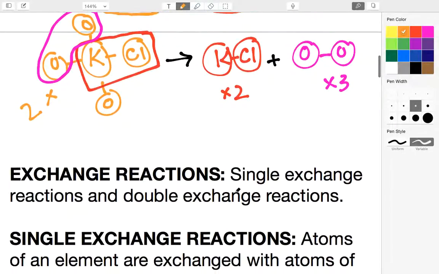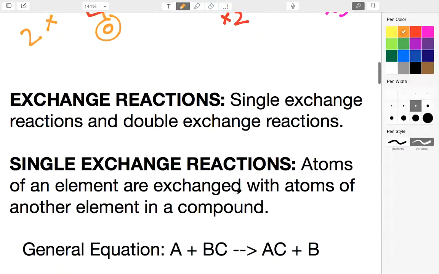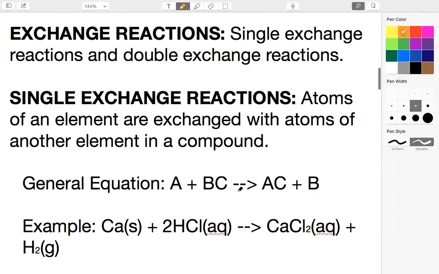Now here's where it gets tricky when we talk about exchange reactions. So exchange reactions are a little bit difficult to tell, especially if you have a double exchange reaction, but we're going to go over it and hopefully that'll clarify things. So when you're talking about exchange reactions, you're basically talking about a molecule where part of its molecule switches with a different molecule, right? In a single exchange reaction, atoms of an element are exchanged with atoms of another element in a compound.